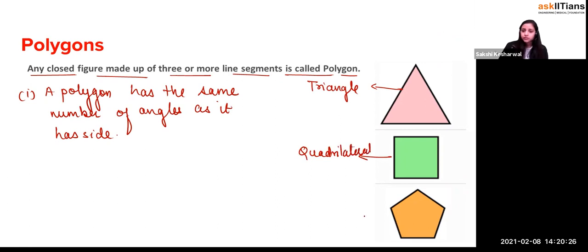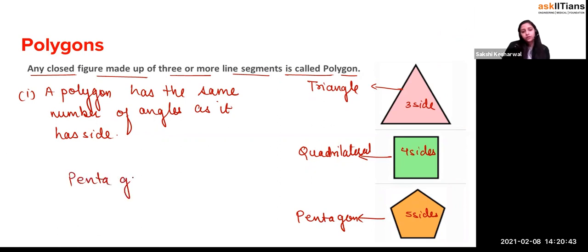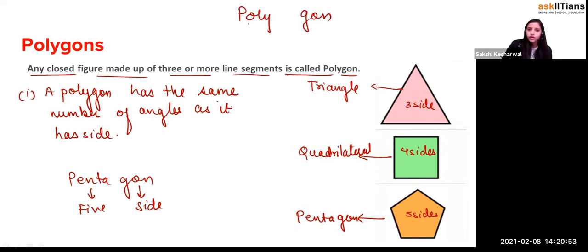Now, if it has five sides, we say this is a pentagon. Penta means 5 and gon means side. So similarly, polygon means, if you break the word, poly means many and gon means side. It is a closed figure made up of line segments with many sides, right?